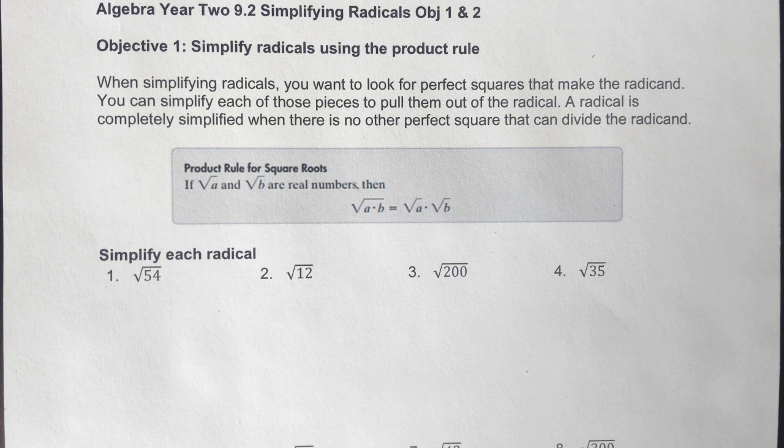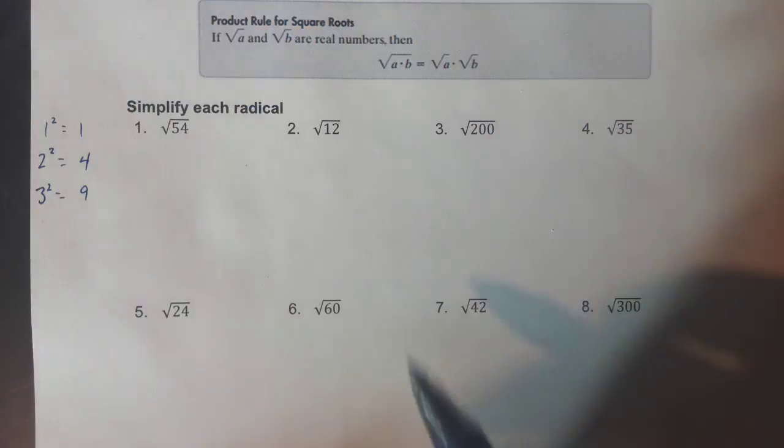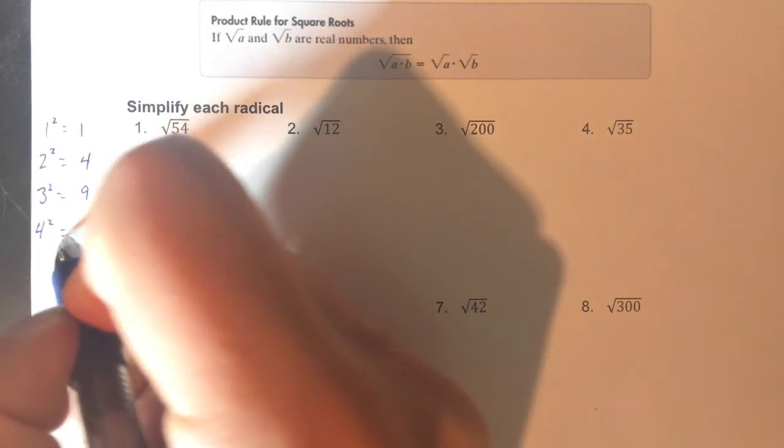Okay, so what that means is you're going to look at the number inside of the radical, and if there's a perfect square that divides it, you're going to want to divide it by that and then simplify the resulting radicals. So it's going to be very, very helpful for you to know your perfect squares. So your perfect squares, 1 squared is 1. So 1 is the first perfect square. 2 squared is 4. 4 is the next perfect square. 3 squared is 9. 9 is the next perfect square. 4 squared is 16. 16 is the next perfect square.